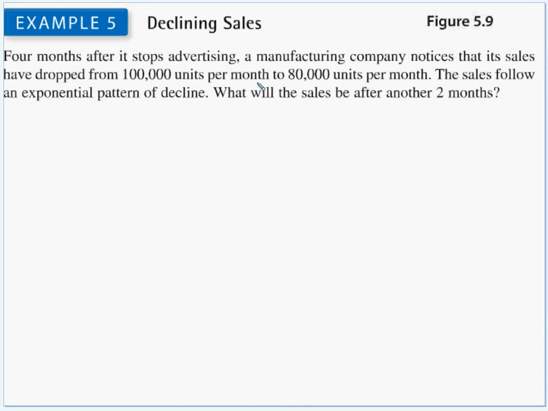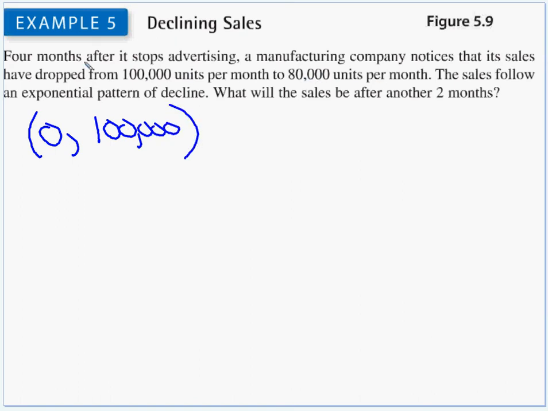So they do say that it's an exponential pattern of decline. Well, we're not going to use the y equals ce to the kt on this one. That is correct. That's right. Oh, I'm looking at the wrong page in my notes. Oh yeah, we are going to use it. I'm an example ahead. This does follow exponential decline, so it will be y equals ce to the kt. And let's figure out our points here. So at time 0, when this problem begins, we're selling 100,000 units per month.